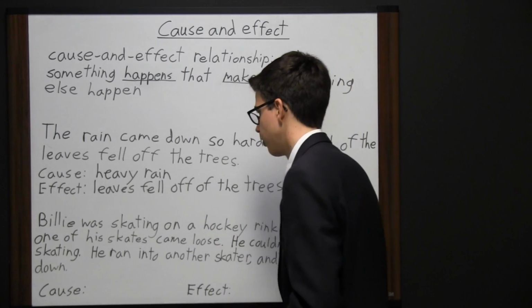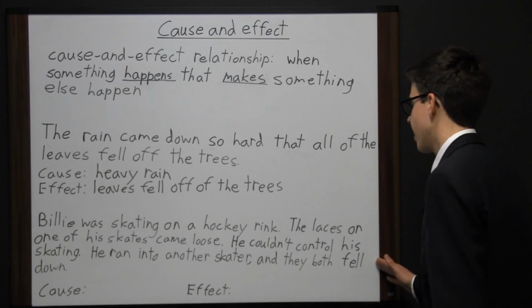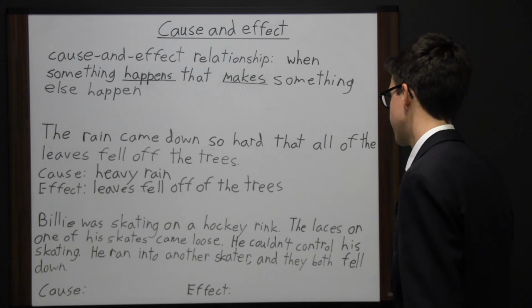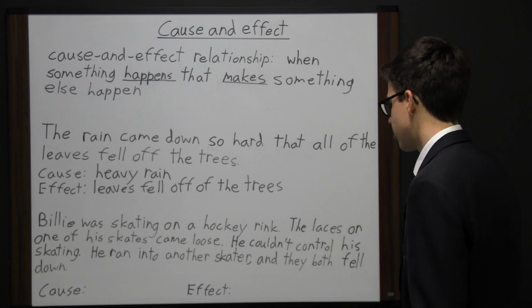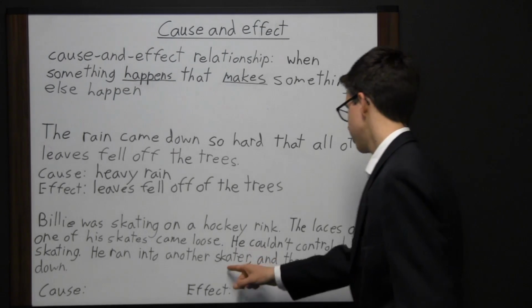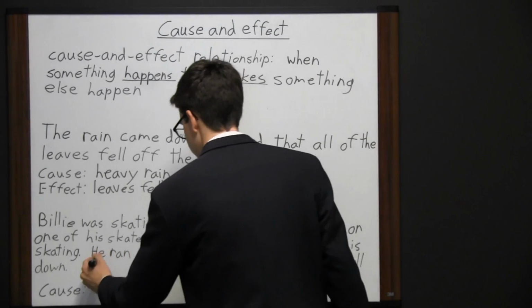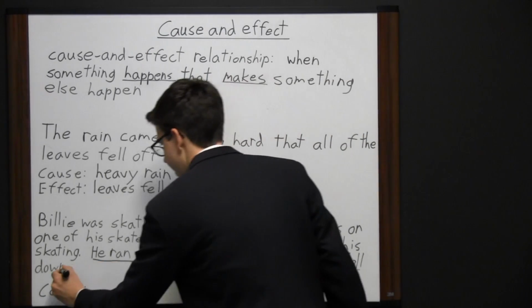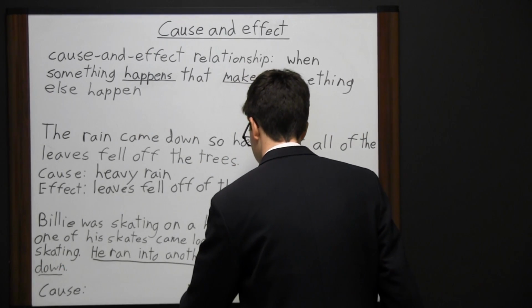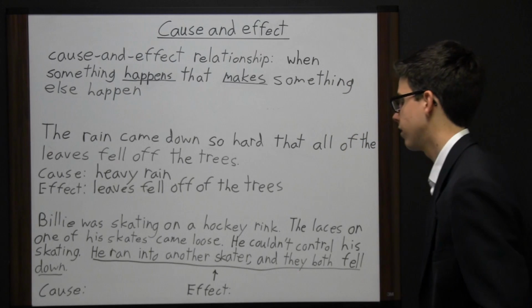Now we have another example. Billy was skating on a hockey rink. The laces on one of his skates came loose. He couldn't control his skating. He ran into another skater and they both fell down. So we know the effect here is that he ran into another skater. I'm really just going to underline this whole sentence because that is the effect. He ran into another skater and they both fell down.